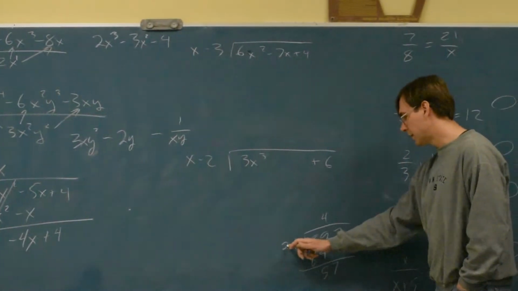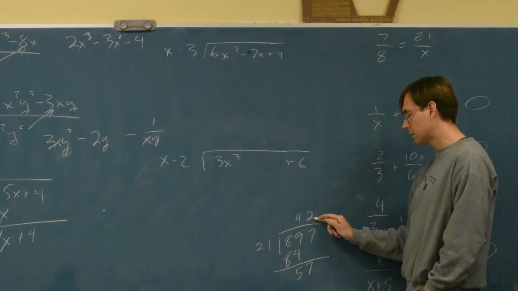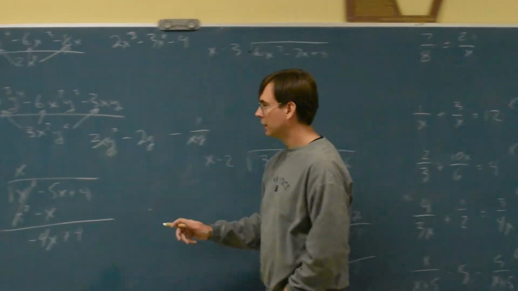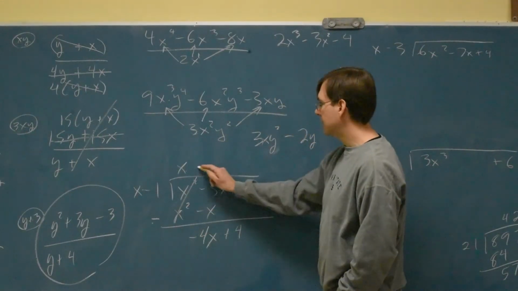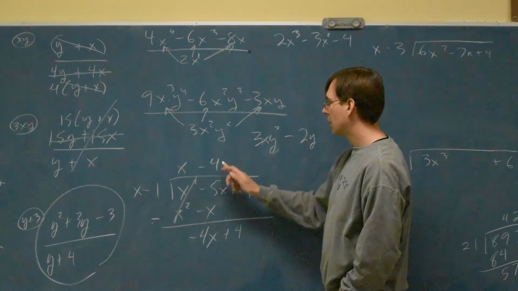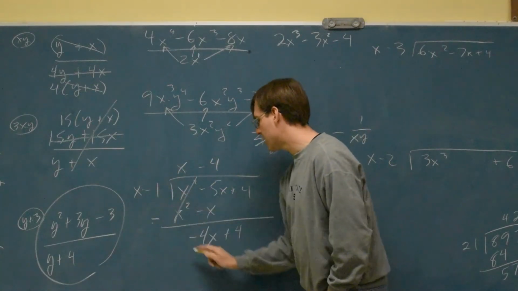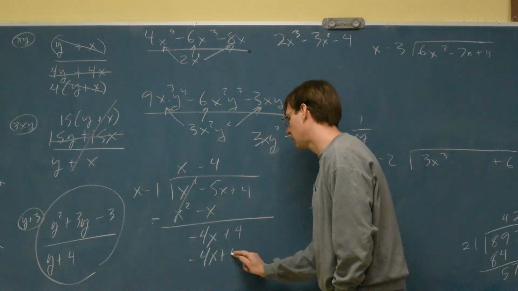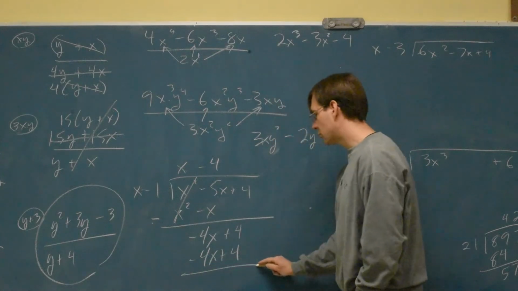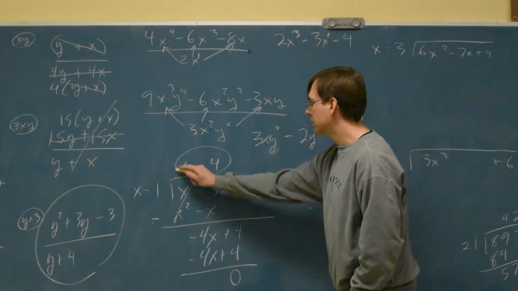Like in this world, we would take 2 into 5 goes twice, and we go again. This dividing, this is a negative 4. Negative 4 multiplies everything. We would try to subtract. There's no remainder, so we're good.